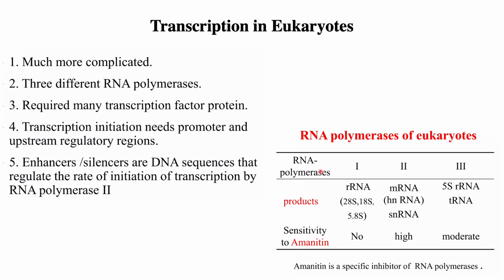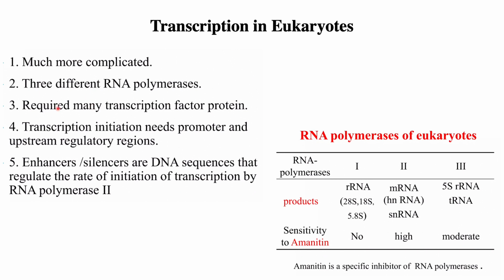For example, RNA polymerase 1 makes ribosomal RNA sequences, while RNA polymerase 2 is involved in the transcription of mRNA, that is the protein coding RNAs, and small nuclear RNAs. RNA polymerase 3 is involved in the 5S ribosomal RNA transcription and the tRNA, that is the transcription of transfer RNAs.